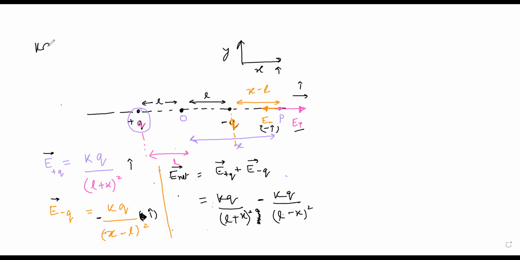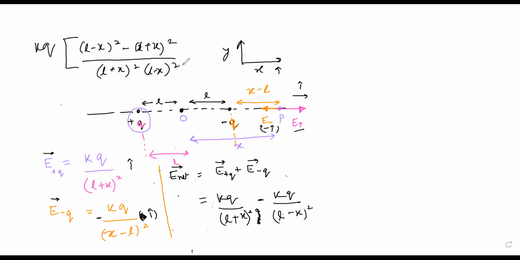Okay. Can I take KQ outside? If I write like this, L minus X whole square minus L plus X whole square, divided by L plus X whole square into L minus X whole square. Is this okay, guys? Tell me. Okay. Now let's solve this further. What do you get? See what you're going to get now.